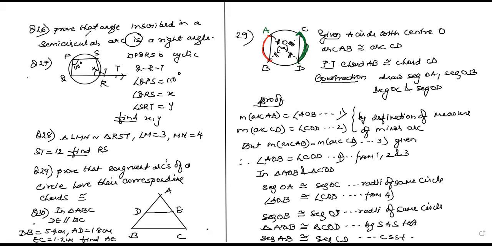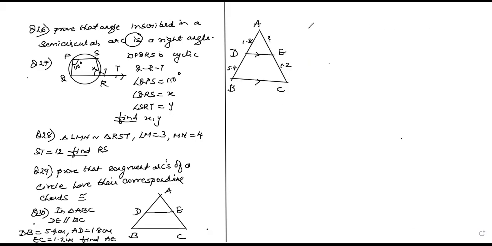Now I go to the next sum, children. Question number 30 is the easiest of the lot. You can see in this triangle ABC, they're giving us DE is parallel to BC. AD is 1.8, DB is 5.4, AE is what we want to find, and EC is 1.2. एकदम easy question है बेटा.